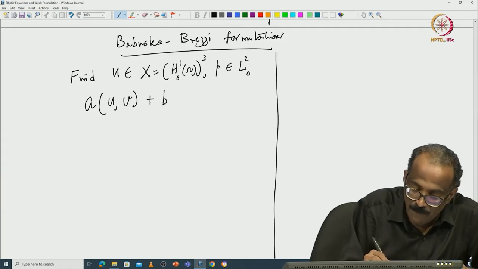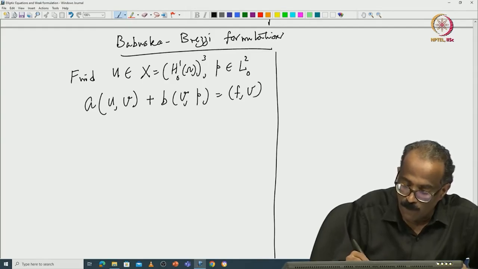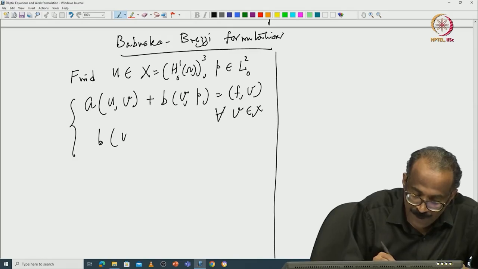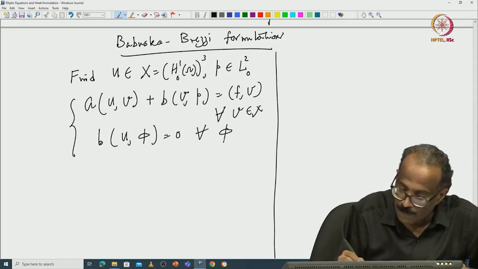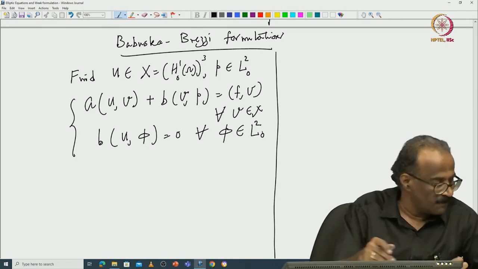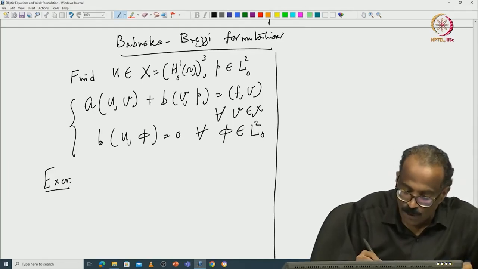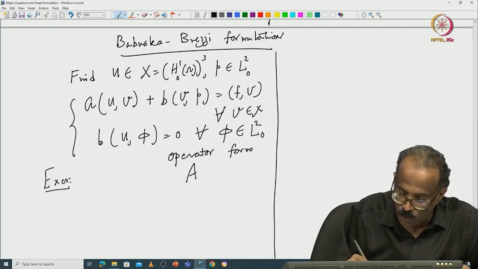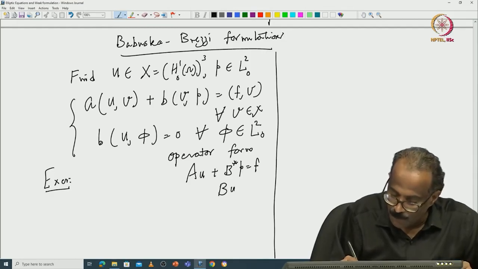A(u, v) plus B(v, p) equal to F(v) for all v in X, and the other equation is B(u, phi) equal to 0 for all phi in L2 naught. These are your spaces X and L2 naught. So this is that formulation. So the exercise is you verify. In operator form, you can write this as Au plus B star of p equal to F, and Bu is equal to 0.